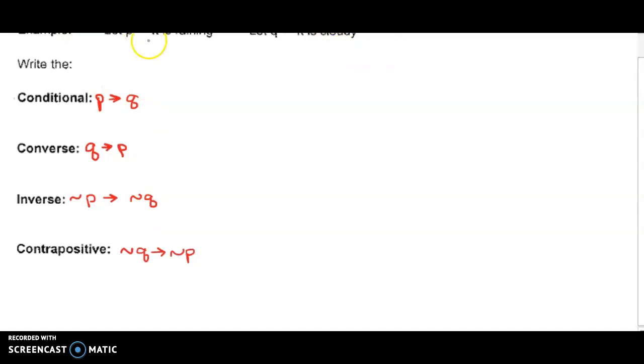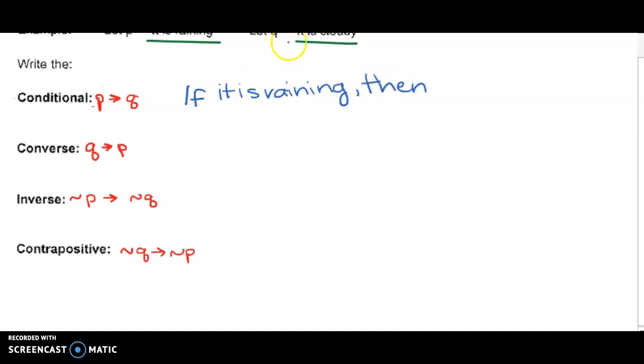So we're letting P be, it is raining, and Q be, it is cloudy. Every time we see a P, we're going to write, it is raining, and when we say Q, we're going to substitute, it is cloudy. But remember, these are all if-then statements. So the conditional statement would be if P, then Q, so if it is raining, comma, then my Q comes, it is cloudy. If it is raining, then it is cloudy.